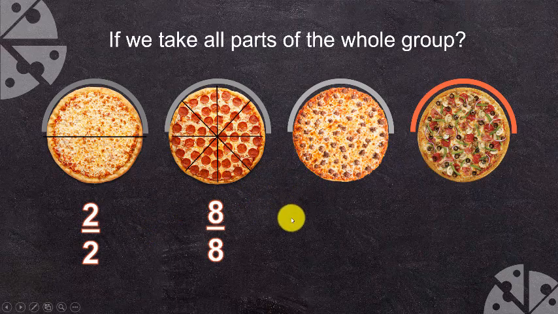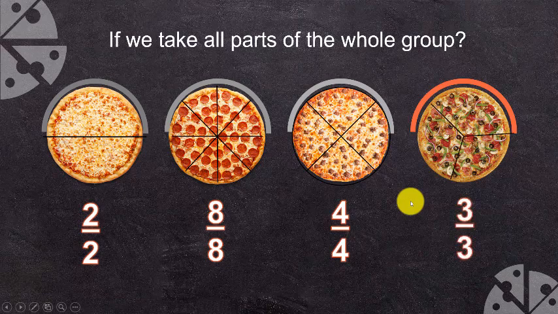Let's try the next one. I have the pizza divided into 4 equal parts, and I take all 4. How do we represent this as a fraction? It's 4 over 4. And the last, I divide it into 3 equal parts, and I took all 3 slices. I have 3 over 3.